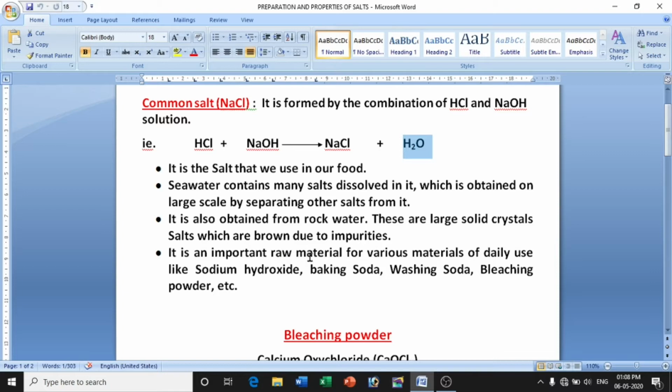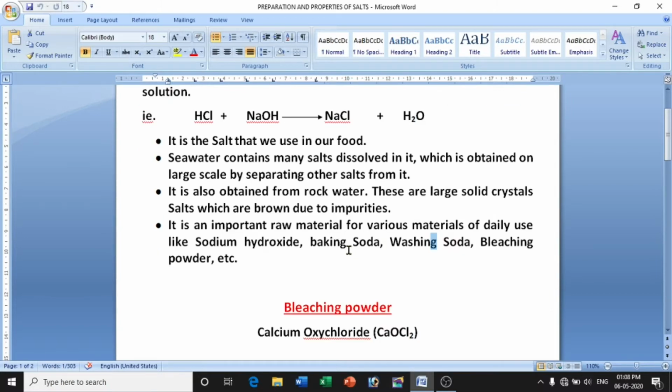It is an important raw material for various materials of daily use like sodium hydroxide, baking soda, washing soda, bleaching powder, etc. So sodium chloride is very important for all these substances. Okay, and for sodium chloride there is no problem.